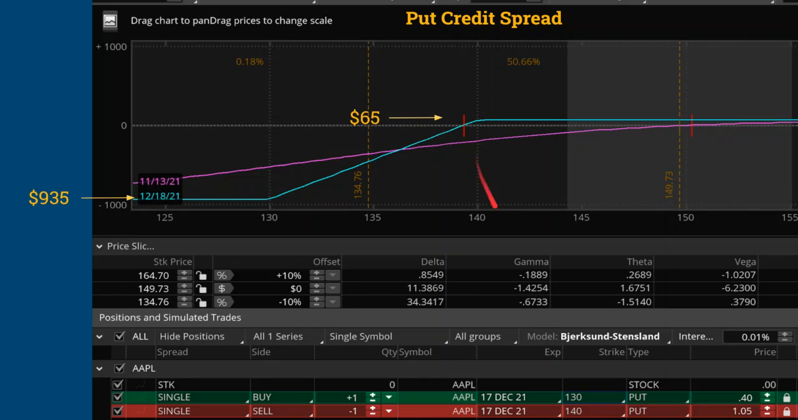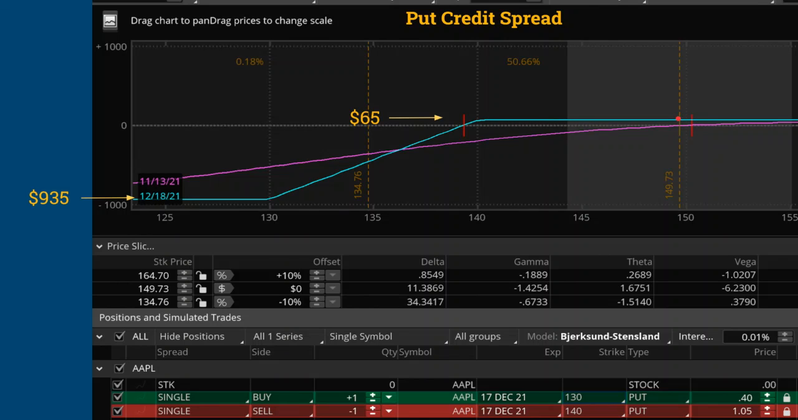with my more expensive one, right, which is my $1.05. I'm selling that one, and then I'm buying a less expensive one, so I'm going to have a net credit of 65 cents, right? And times 100 is $65. So I can make $65 if we stay in this range or even if we drop all the way 10 points or nearly 10 points, I still make $65.